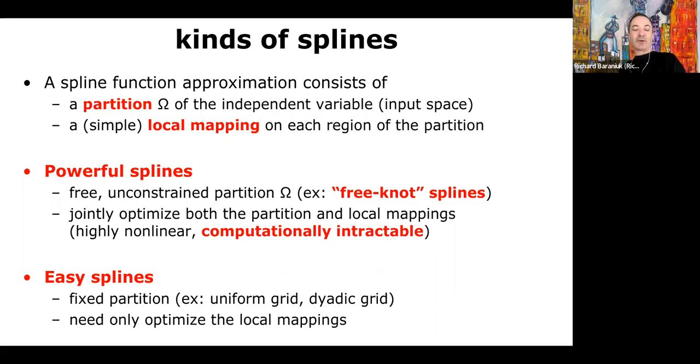So what people have generally done is they've gone to some fixed partition. That's an easy approach. If you think about a dyadic grid, and you think of splines on a dyadic grid, that in fact gives you wavelets. If you know about wavelet transforms and subdivision methods, the nice thing about that is we don't need to think anymore about where the knots are. We just need to think about optimizing the local mappings.